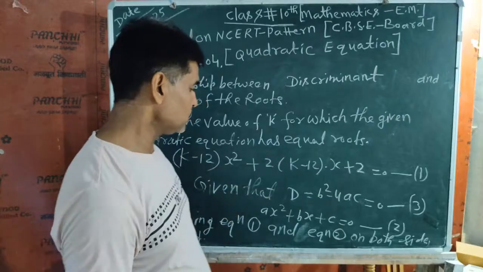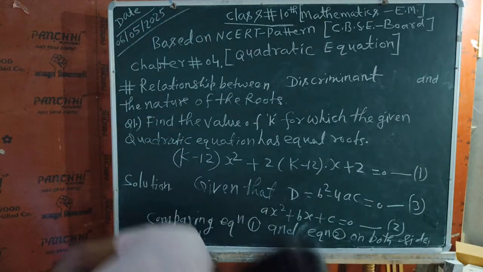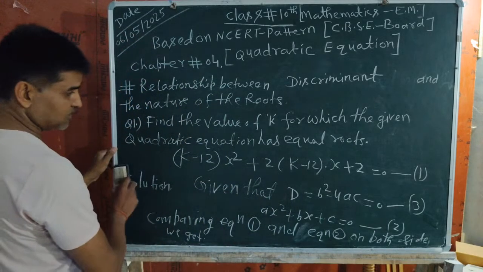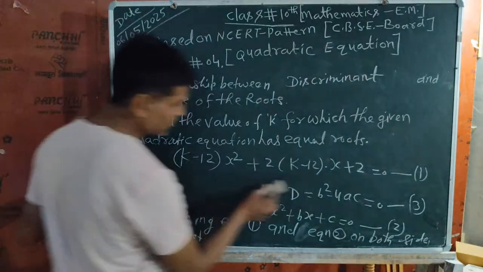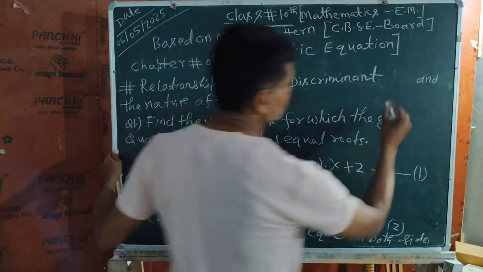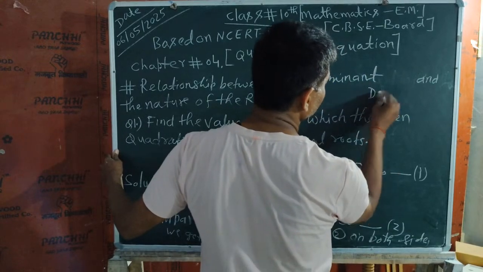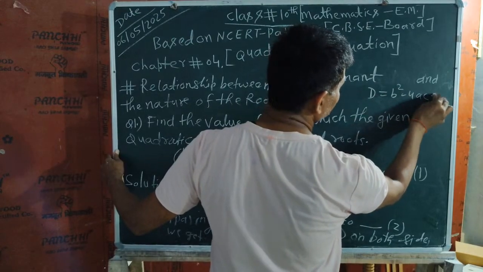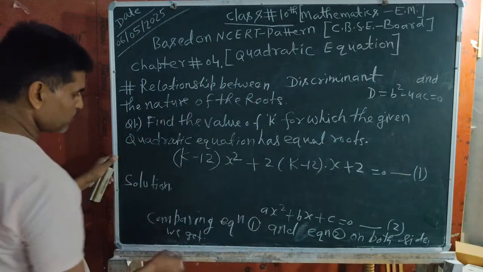Okay student, so further I am going to erase this one, because here after comparing I will write its value. Now that information is given, so I am going to say here that D is equal to b square minus 4ac, which is equal to 0, that is given in the question. Okay student, so here I am comparing.